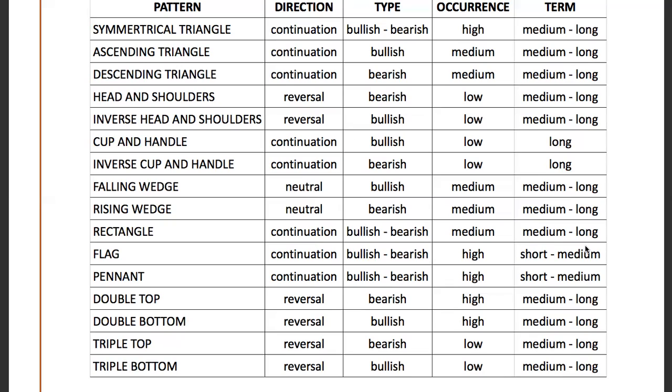Then the double top, which we just spoke about, is a reversal pattern, and it's a bearish pattern. That is, we're expecting it to sell. Its occurrence is very, very high. Double bottom is a reversal pattern as well, but it is a bullish reversal pattern in this case. Its occurrence is also very, very high. It can hold for short, medium, or long term.